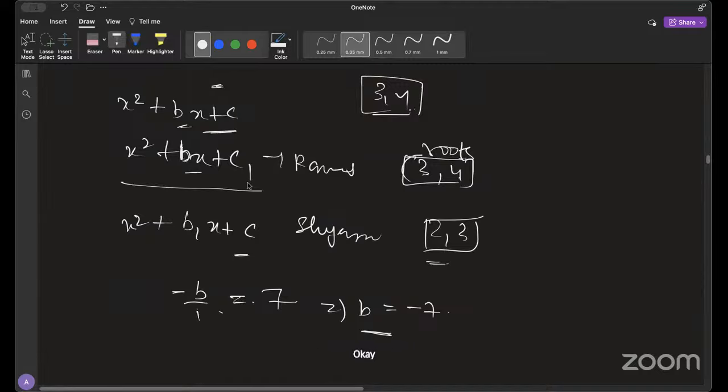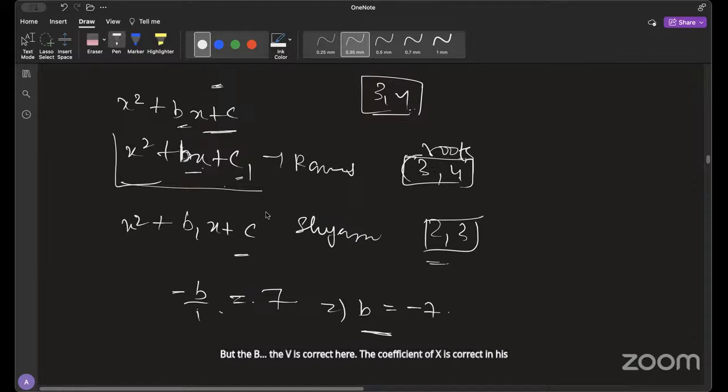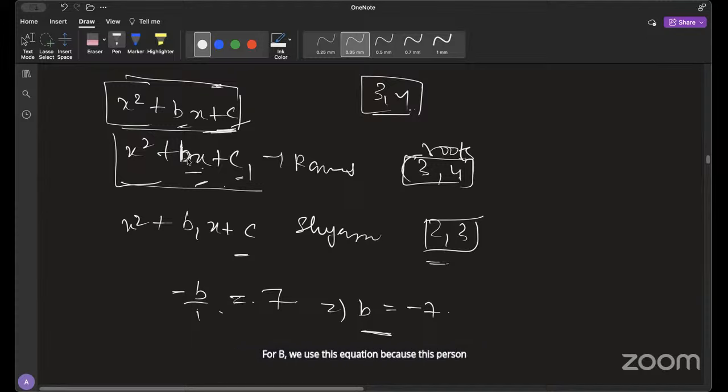Okay. Have a look at this equation. This person has made a mistake in writing the constant term, but the b is correct here. The coefficient of x is correct in his equation. That means, and we have to find this equation, right? This is what we need, or the roots of this equation actually. We need to find the roots if we can directly. So what we do is, for b, we use this equation because this person has written down the b coefficient correct. And for c, we'll use this one because this person has not made a mistake in writing c.